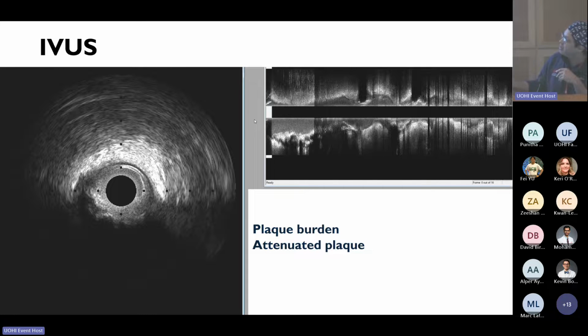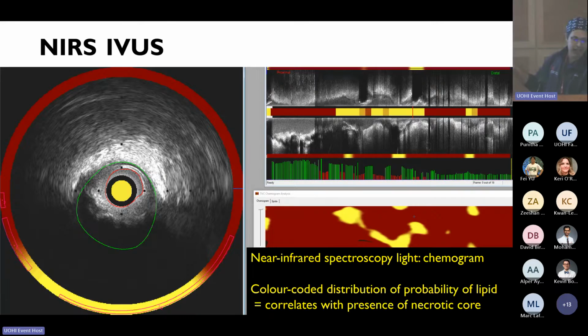The positive predictive value of this attenuation is pretty rubbish. It's something in the region of 22%. So it's not something that's actively used every day on the front line, but it can be a sign of vulnerable plaque. But with the positive predictive value that low, it's not particularly useful in clinical practice. NIRS IVUS is a bit better.